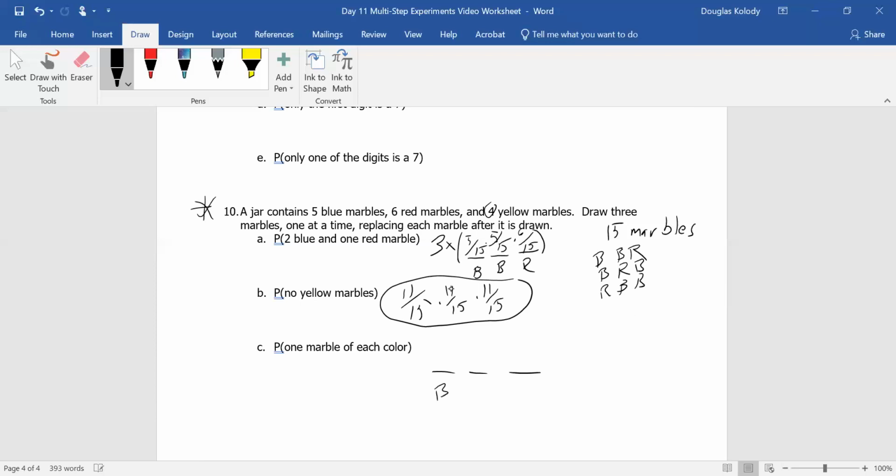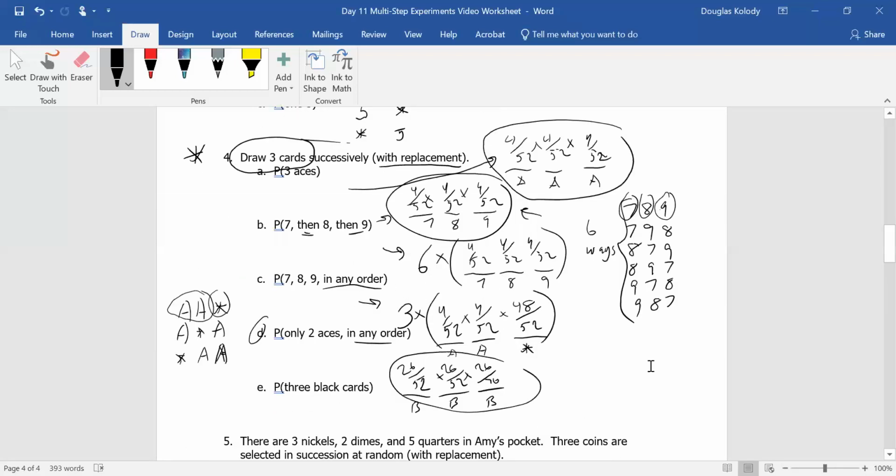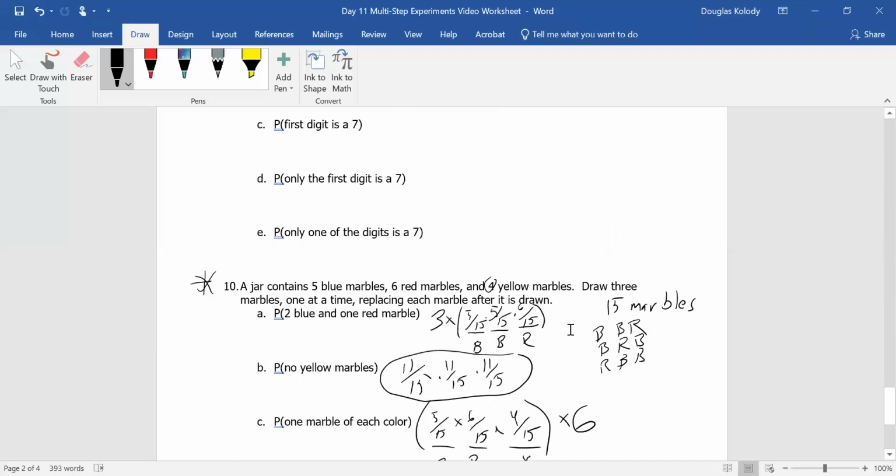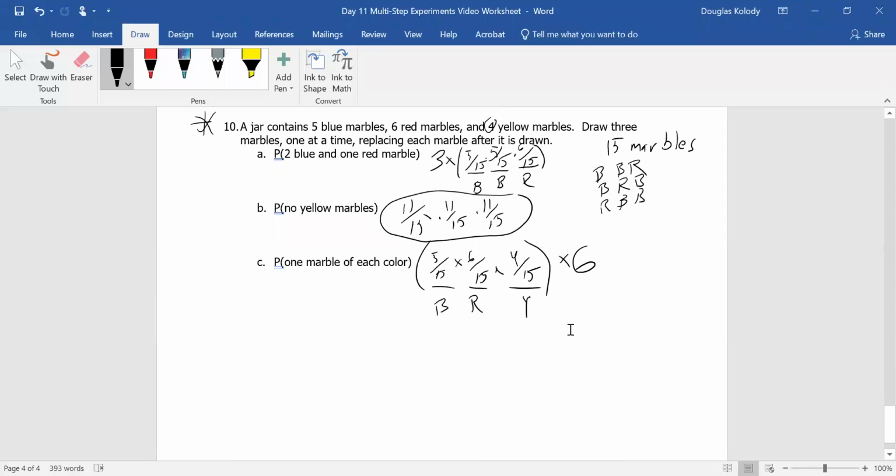1 of each color. So that's a blue, a red, and a yellow. There are 5 blue out of 15, 6 red out of 15, and 4 yellow out of 15. But because these are 3 distinct objects, it doesn't say they have to be in that order, so I'm going to multiply by the 6 ways. Yes, if I scroll back up, there are 6 ways to arrange 3 distinct objects. So I multiply by those 6 ways. I hope this has helped, and let me know if you have any questions.